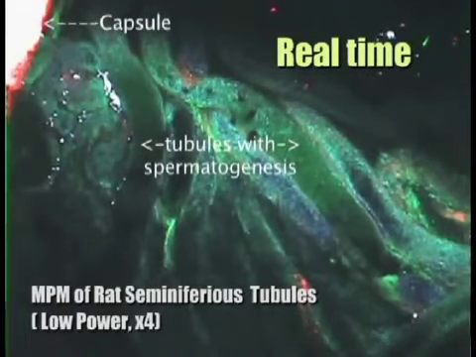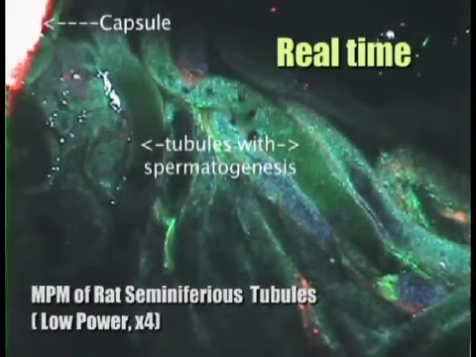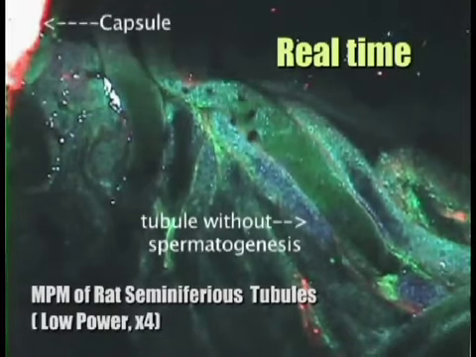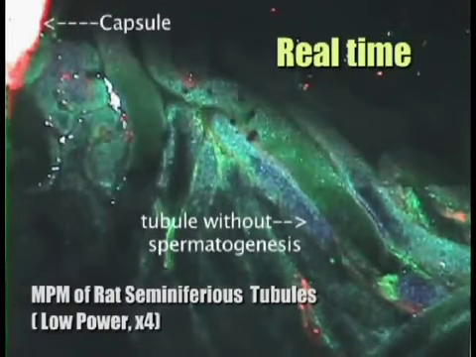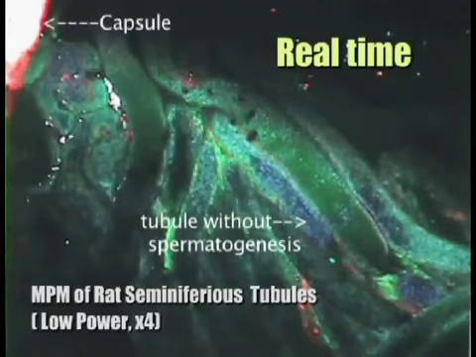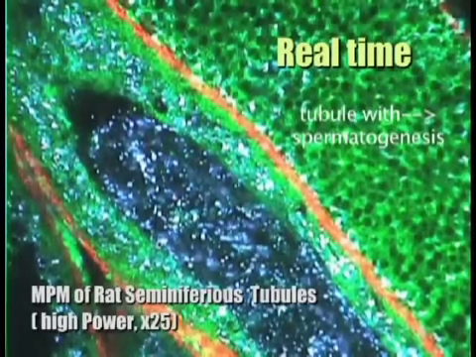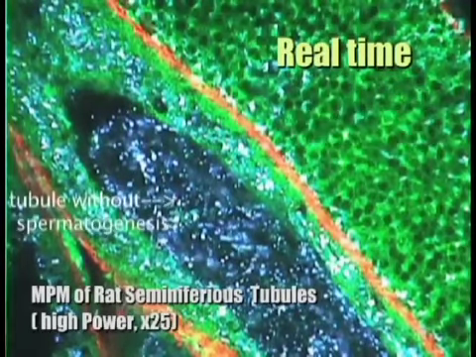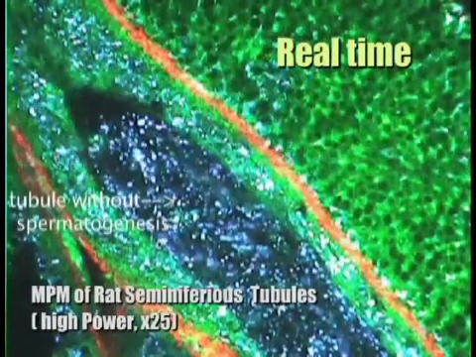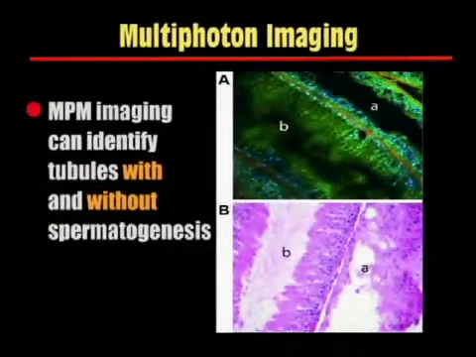The two tubules with spermatogenesis are evident in the middle, whereas the tubules in between are smaller and most likely contain Sertoli cell-only histology. Under high magnification at 25 times, we see the tubule on the right with spermatogenesis and the tubule on the left without spermatogenesis. Our results demonstrate that multiphoton microscopy can identify tubules with and without spermatogenesis.